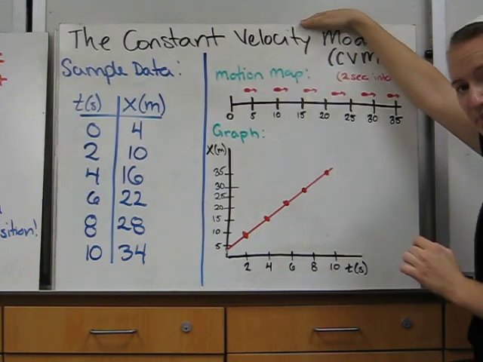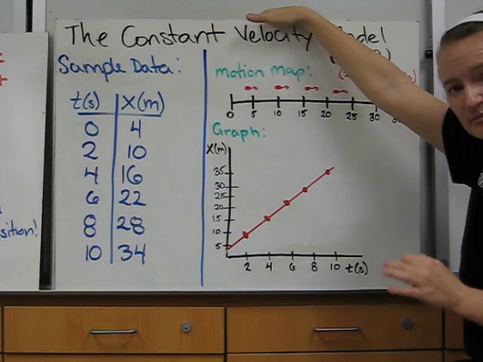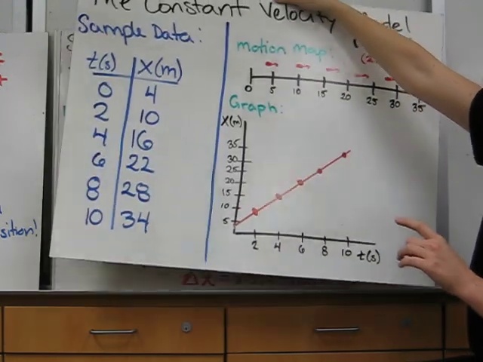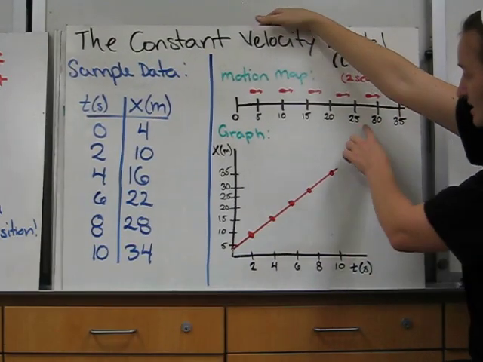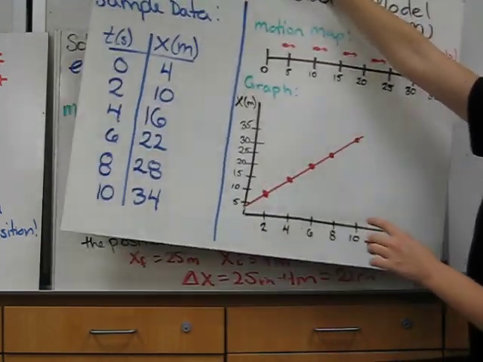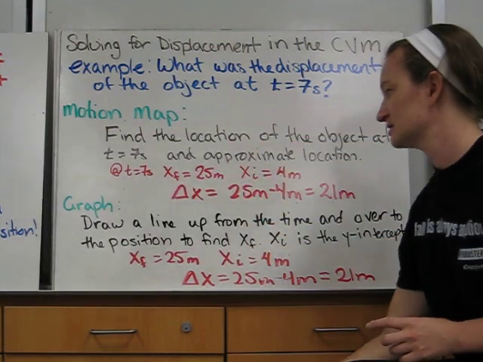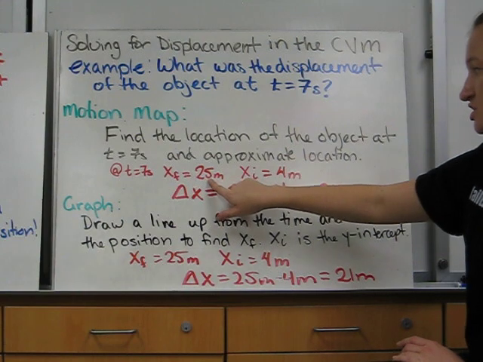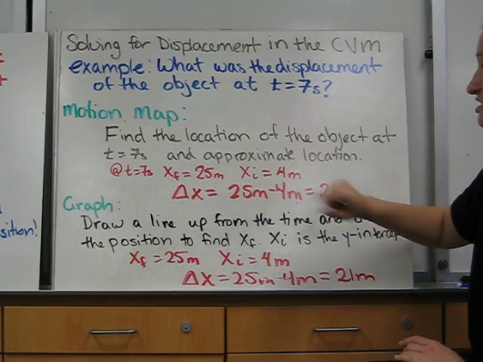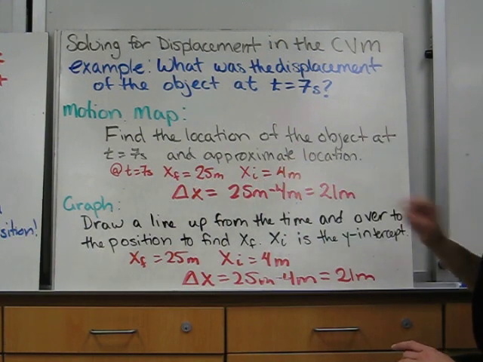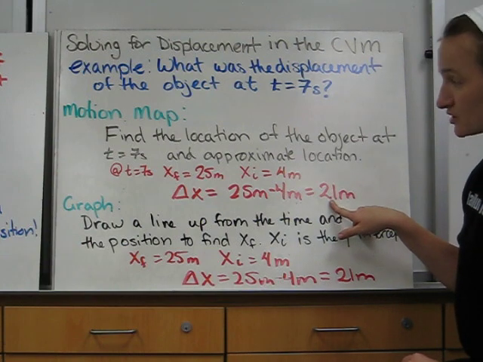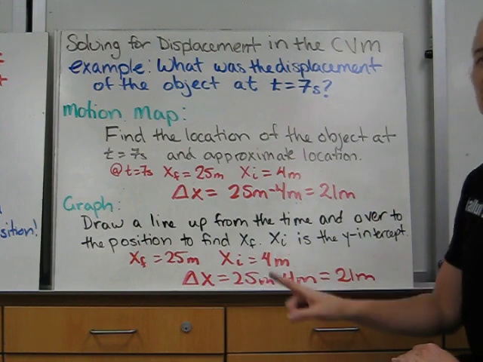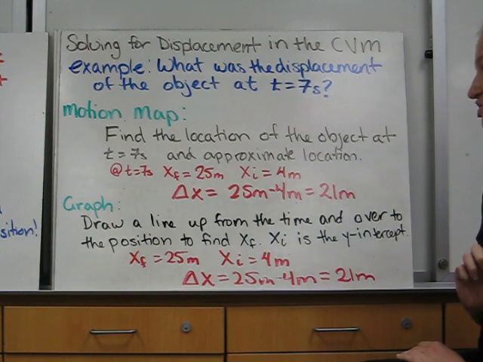But this is not displacement. Remember, displacement is change in position, not just position. So the position at 7 seconds would be 25. But the displacement would be that change in position. So our final position is 25 and our initial position is 4. So our change in position would be 21 meters. So at 7 seconds, the object would have moved 21 meters away from where it started.